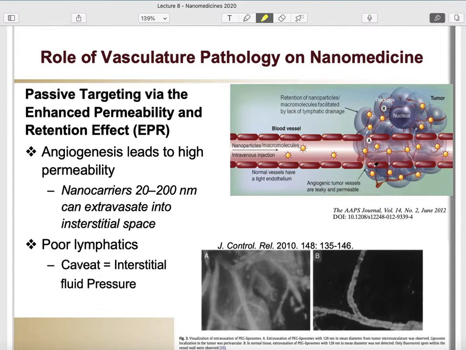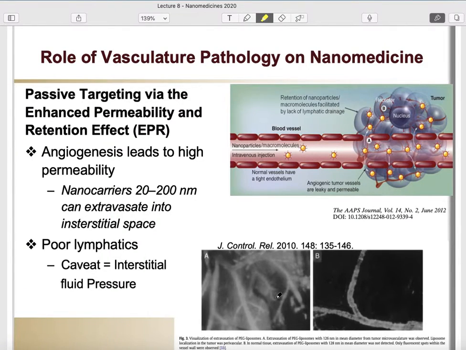On the other hand, the tumors also have a poor lymphatic system, where the lymphatic system is basically the vessels that take the extracellular fluid from the tissues back toward the heart. And tumors also don't have a suitable or a working lymphatic system. So you actually end up building pressure at the tumors because you have high exit of blood and nanocarriers in this case, but you don't have removal of that fluid from the location. And so you end up with a high pressure, which can actually diminish the ability of these nanocarriers to stay in this location.